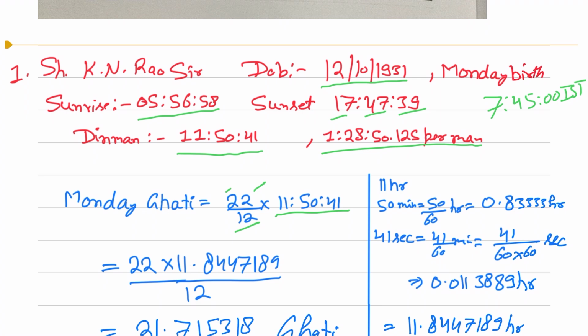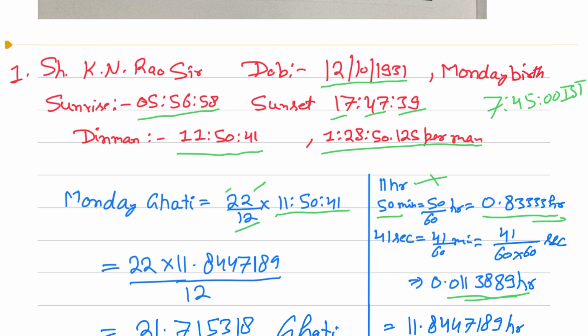So 11 hours and then 50 minutes. If we divide by 60, we get this value as 0.83333 hour, and for 41 seconds we divide it by 60 into 60, it is 0.01138. If we add all these three, 11 hours plus this value, we get 11.844789. For our calculations for the exam, we have to use at least four places.